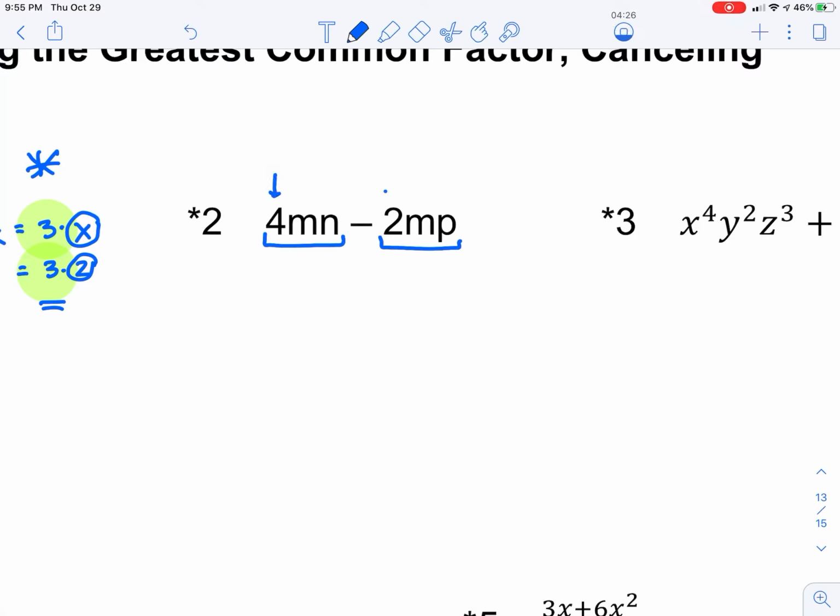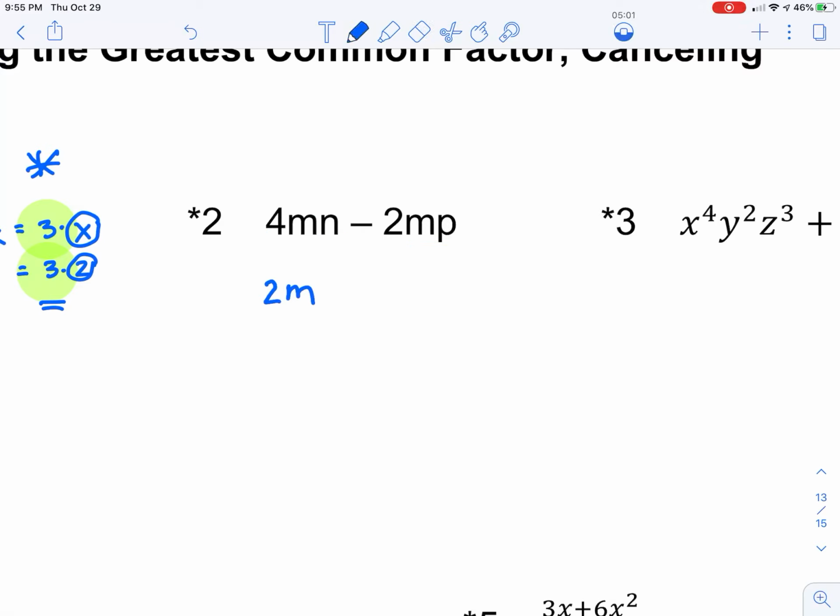Okay, so the first thing I'm going to look at is the 4 and the 2. What factors do they actually share? Well, they both have a 2, don't they? They don't both have a 4, because I can't pull a 4 out of 2, right? There's no 4 over here as a factor of 2, so I can pull out a 2. What else do they share in common? It looks like they both have an m and only one. This one has an n, but this one does not. And this one has a p, but my first term does not.